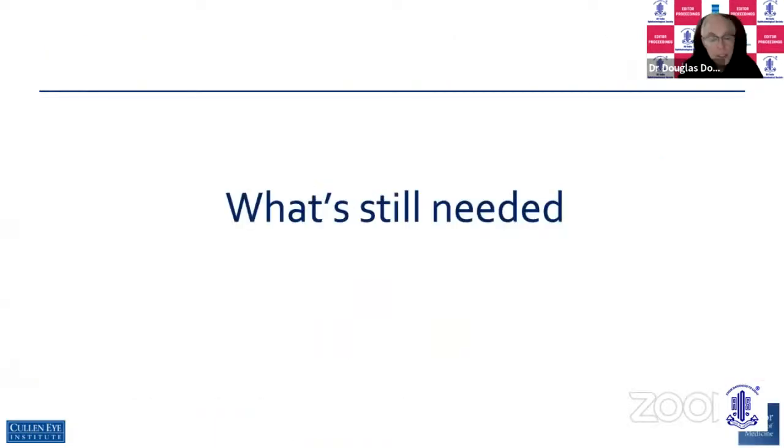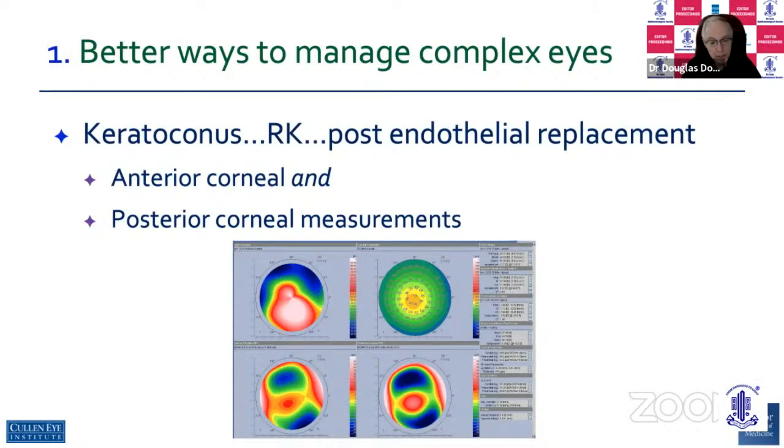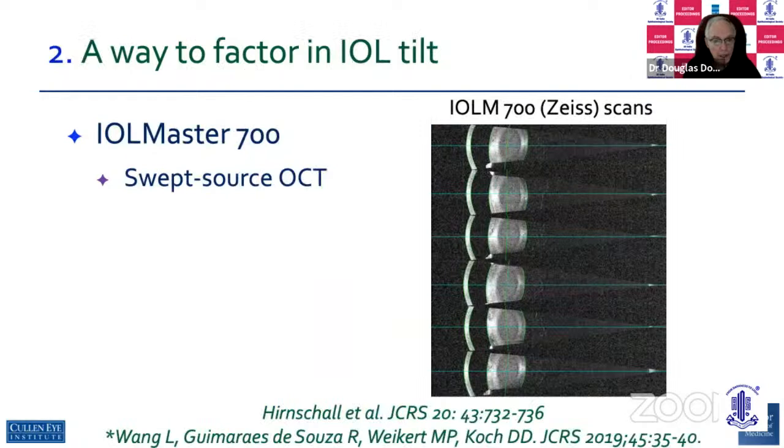So what do we still need in our calculations for toric IOLs? Well, as I mentioned, we need better keratoconus, RK, and post-keratoplasty measurements of our corneas that include the anterior and posterior cornea. We need to factor in IOL tilt, and I'm hoping that our new formulas will ultimately get there. We can measure the IOL tilt with the IOL Master 700, but unfortunately the data have to be sent to Carl Zeiss in Germany to be analyzed. And we did a study. The first one came out from Oliver Schindler and Nino Hirnschall, a wonderful paper.